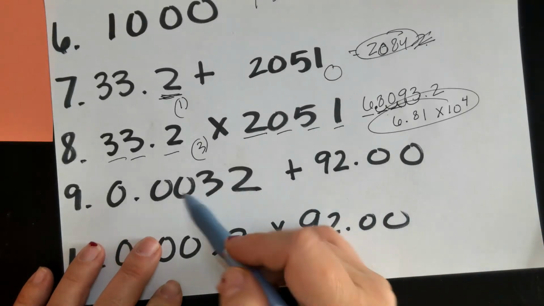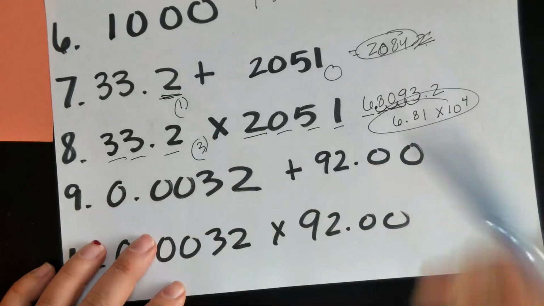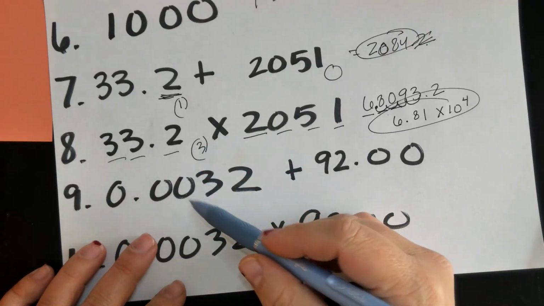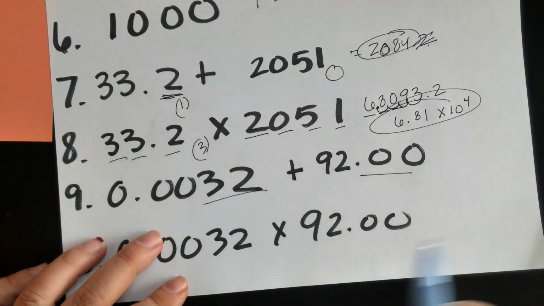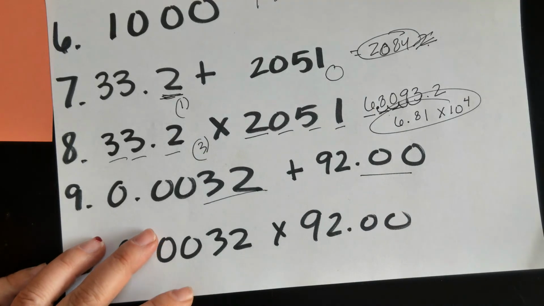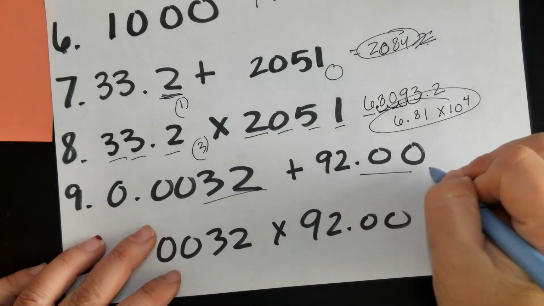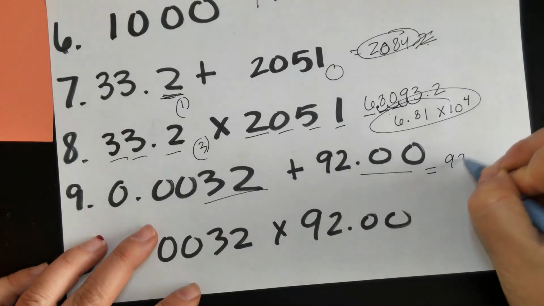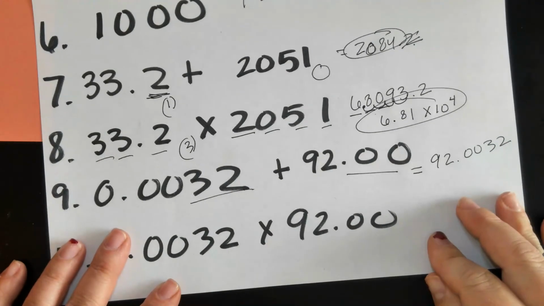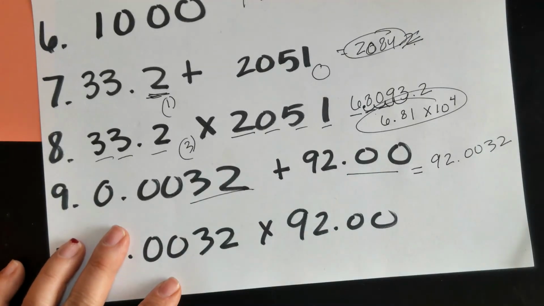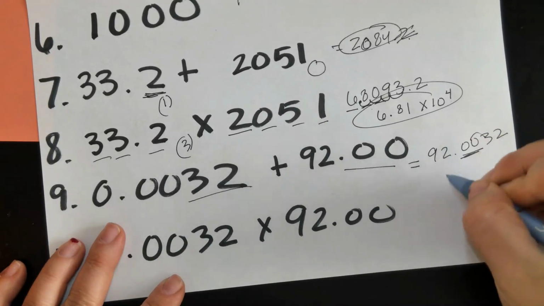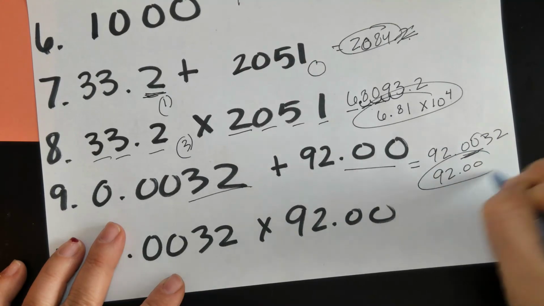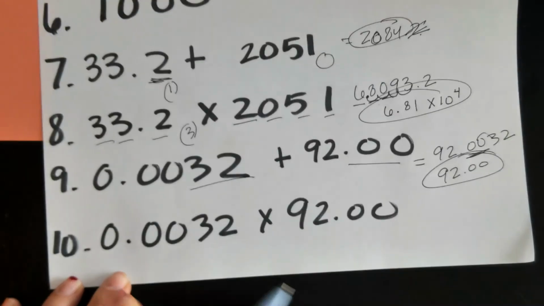Back to adding and subtracting, 0.0032. To that, I want to add 92. For our rules, we want to look to the right of the decimal point. I have 2 sig figs here to the right of the decimal point. So I only want my answer to have 2 sig figs to the right of the decimal point. When I plug this into my calculator, I end up with 92.0032. Excuse me, I want 2 sig figs to the right of the decimal point. Does this round up? Nope. 92.00.